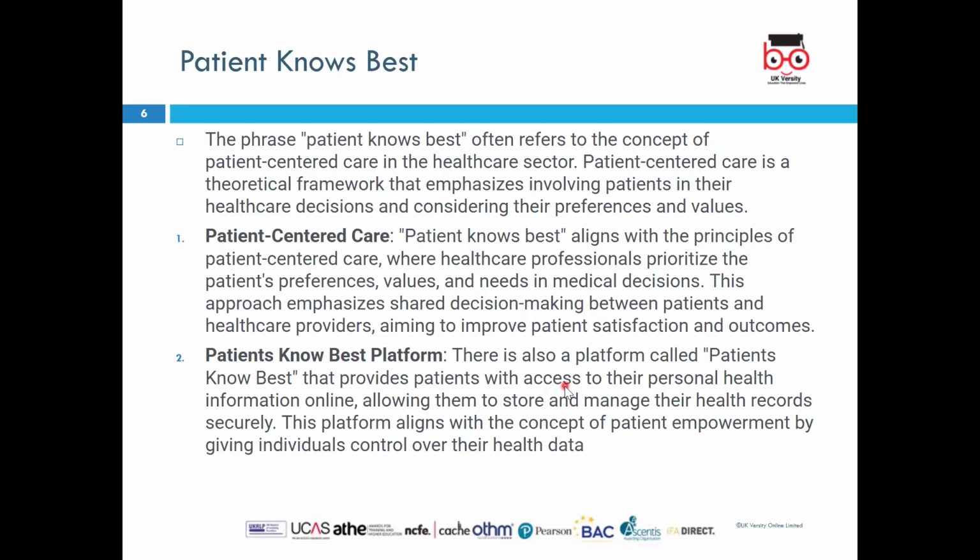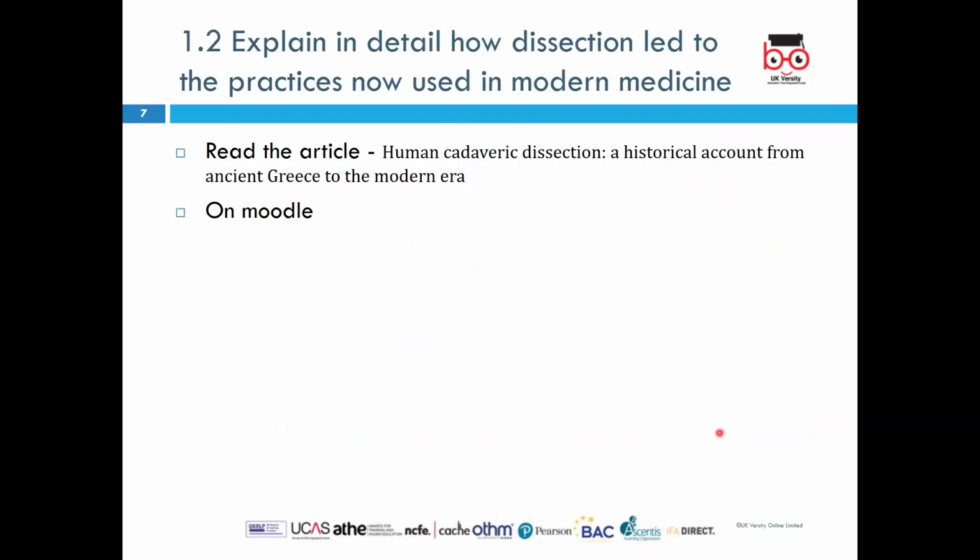Patient Knows Best platforms: there is also a platform called Patient Knows Best, and this provides patients with access to their personal health information online, allowing them to store and manage their health records securely. This platform aligns with the concept of patient empowerment by giving individuals control over their health data.